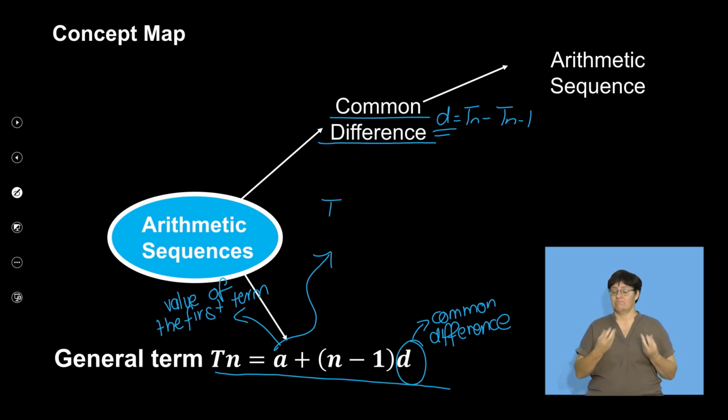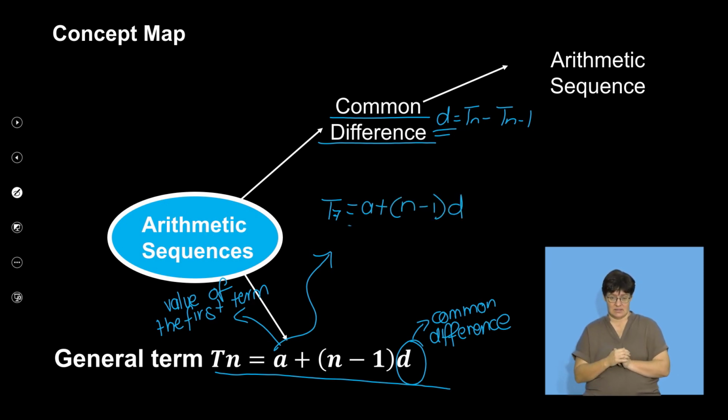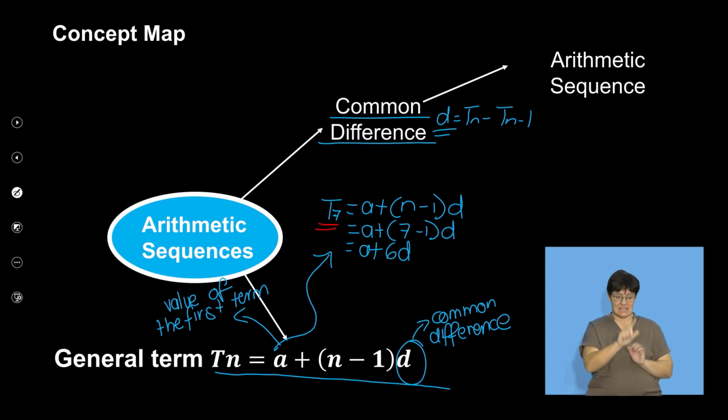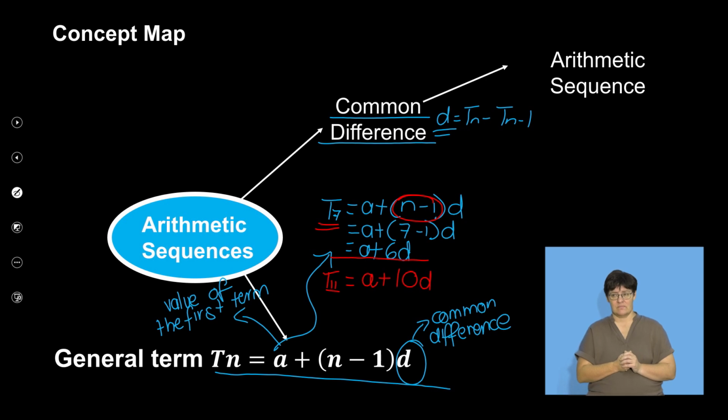If I were to write term 7, this would be equal to A plus n minus 1 d. I would substitute the 7 in for the n, which would leave me with A plus 6d. But I can actually skip those steps and go straight from T7 to A plus 6d. If I asked you for term 11, I could skip straight to writing A plus 10d, because I've subtracted 1 from the n number.